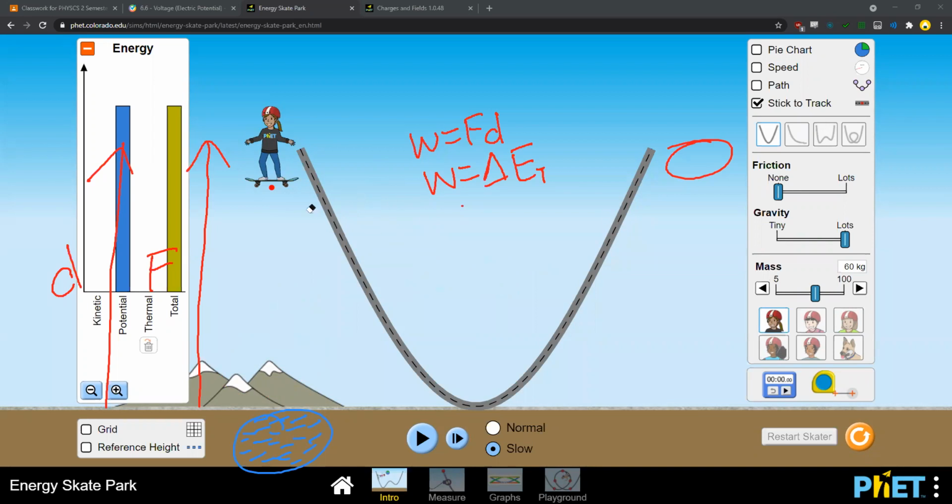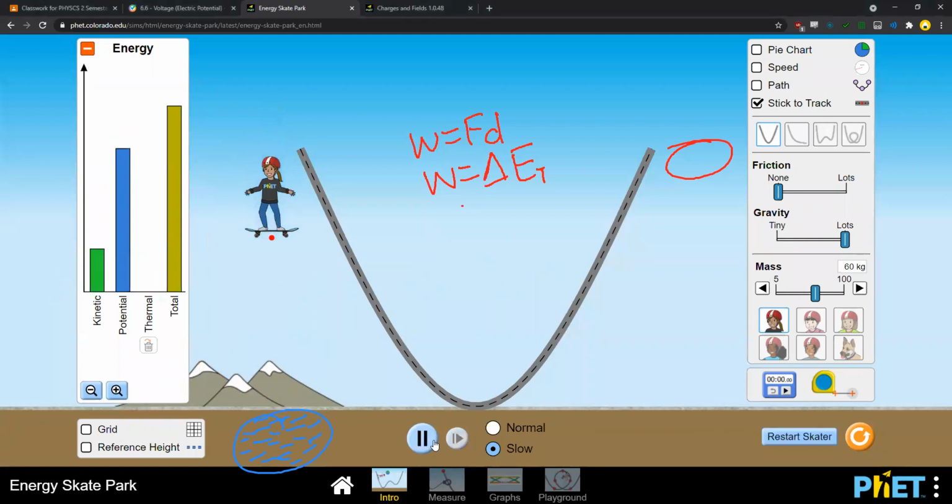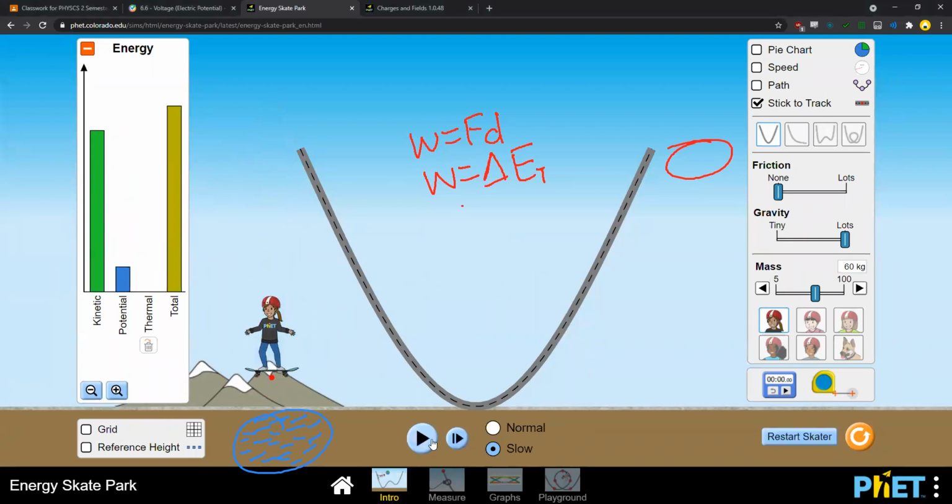Well, what happens when I just let go? When I let go, this positively charged human will start again falling back towards the negative charge. She's going to accelerate towards the negative charge because she's being attracted. So all that potential energy turns into kinetic.